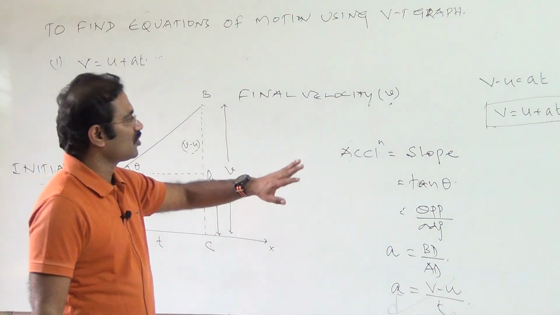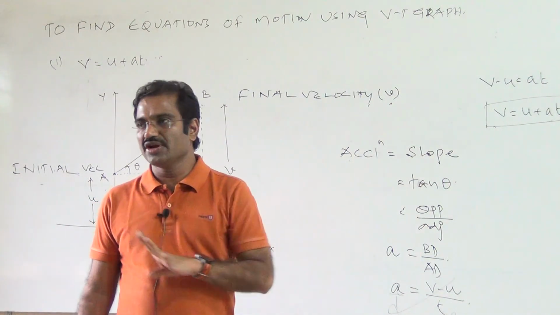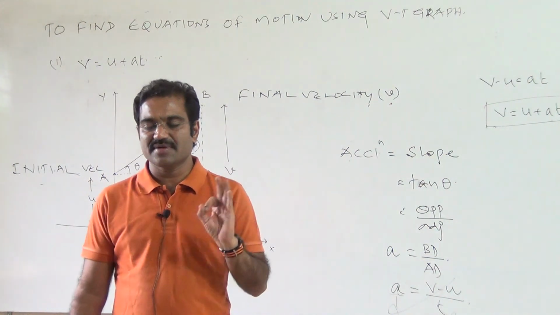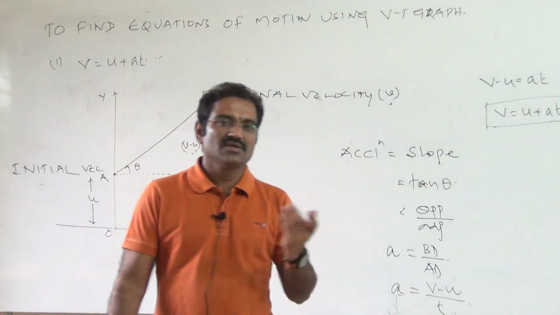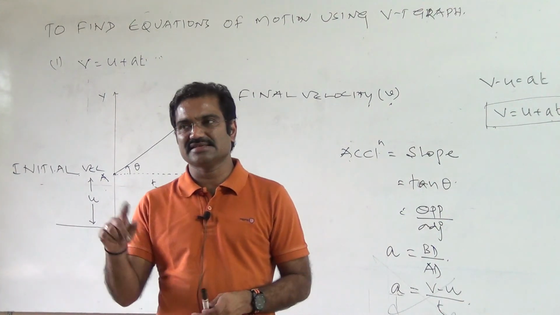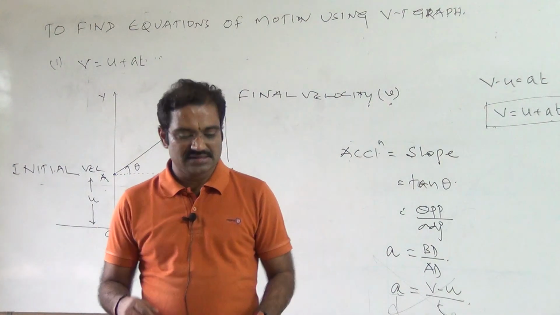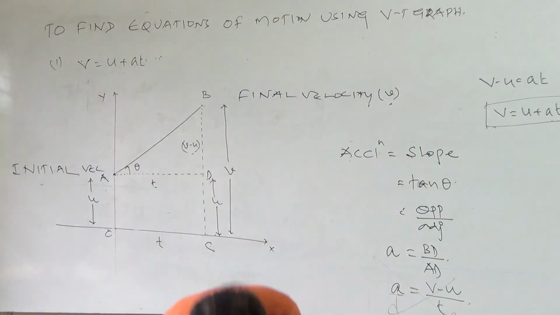Tomorrow in class, there are two or three more equations. One is s is equal to ut plus half a t squared, the second one is v squared minus u squared is equal to 2as. One more is the distance covered by the particle in the nth second. Sn is equal to u plus a by 2 into (2n minus 1). That is the distance covered by the particle in the nth second.